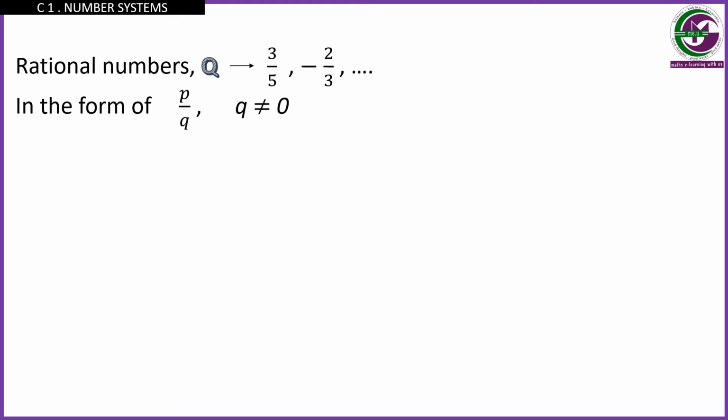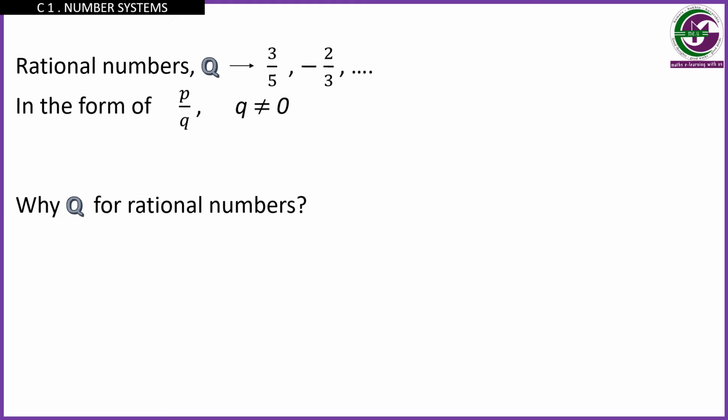So rational numbers are represented by the letter Q, and a few examples are 3 over 5 or negative 1 over 2, 3 over 5. These are all some examples. And the denominator cannot be 0.